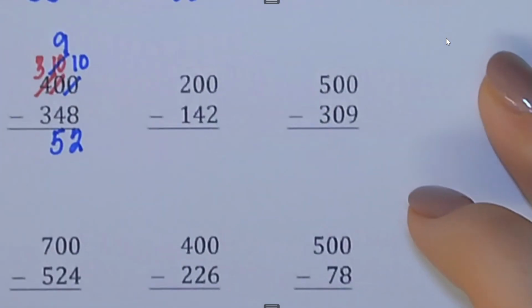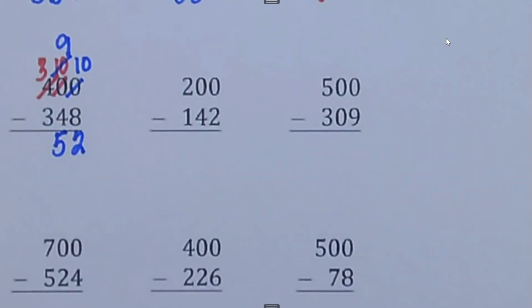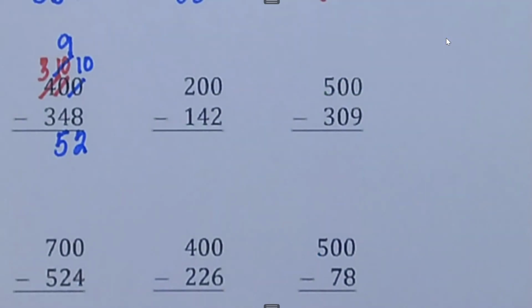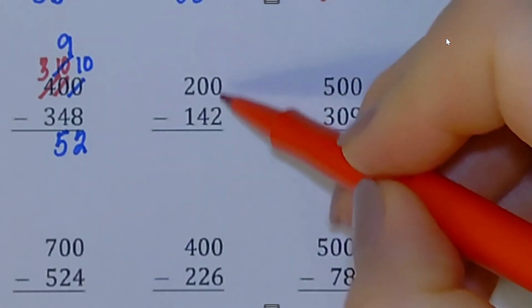Very good. Okay, again, I want you to write down 200 minus 142. Pause the video, solve, and press play when you are finished. Okay, if you are back, then that means you are finished solving this problem, and you are ready to check your work.